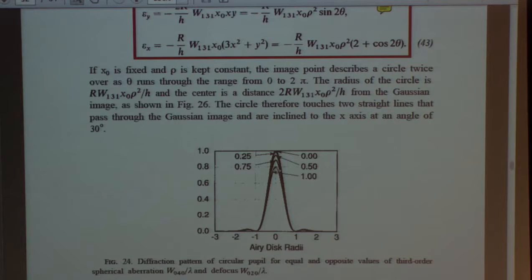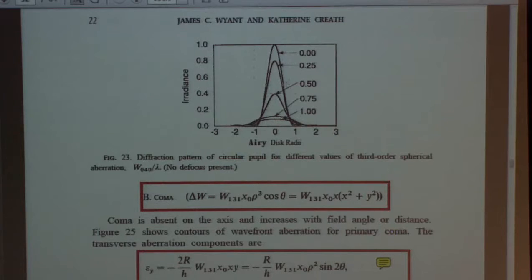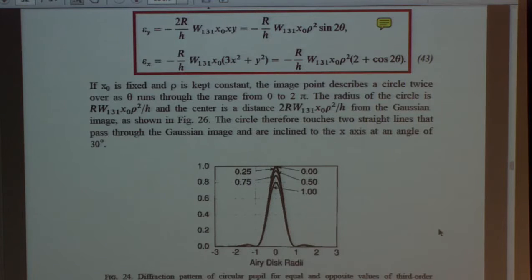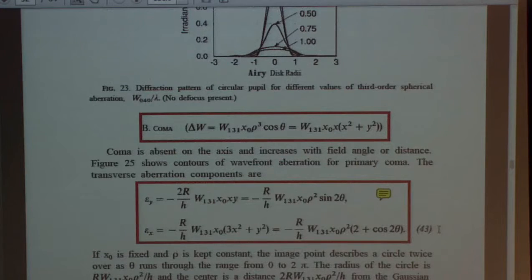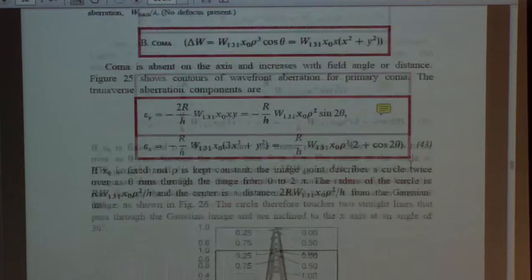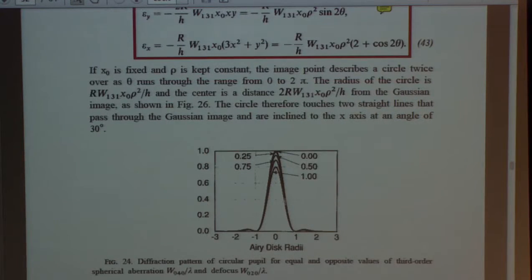Let me go right to the last one here. So here's where we have one wave of spherical and minus one wave of defocus. Look at that. The peak goes way up there. While when I had just one wave of spherical, it looked like this. So defocusing can greatly improve my image quality if I have spherical. See that? Just spherical by itself, one wave would come way down here. If I add in minus one wave of defocus, it goes way up there.